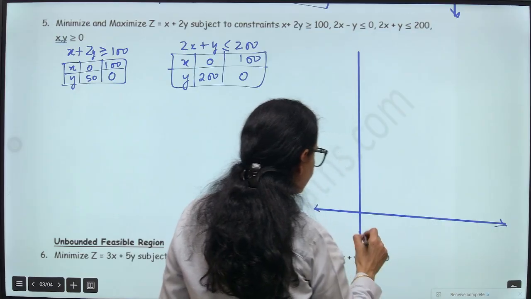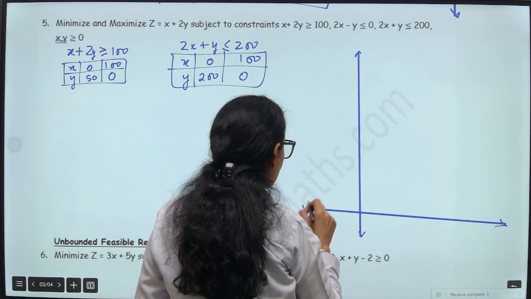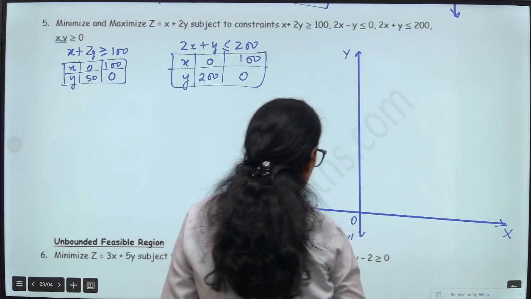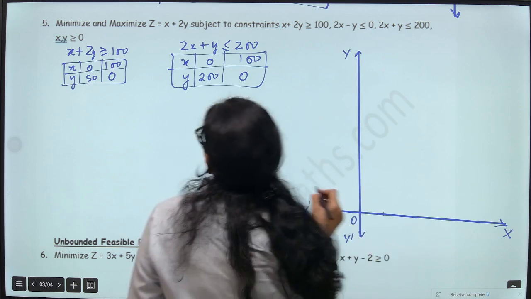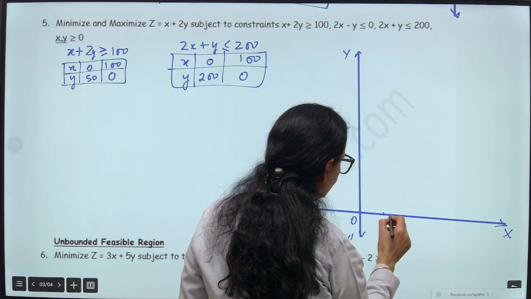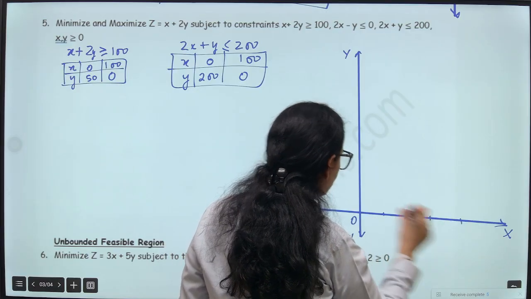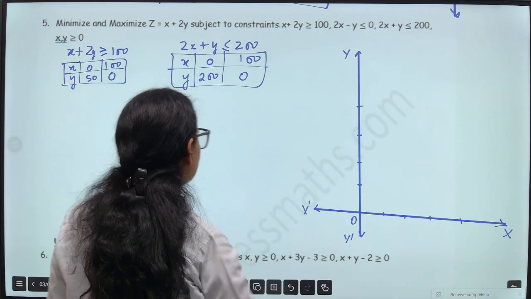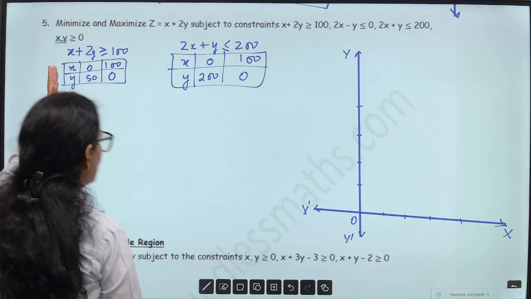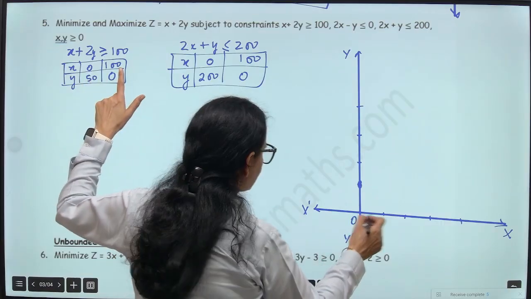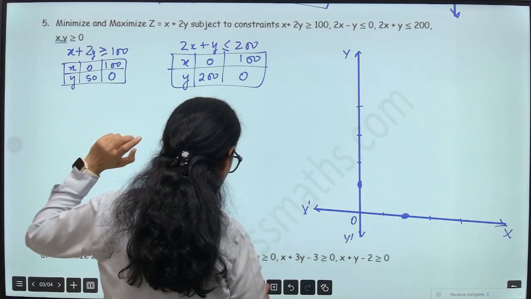Label both the axes, mark the arrows, don't make such silly mistakes, you will lose marks here. So label the graph properly first. Now we have the points 100, 200, 50 and 100. So I can take it as 50, 100, 150, 200, 50, 100, 150, 200. Use a proper scale as per the values that you have. So when x is 0, y is 50, this is one of the points. When x is 100, y is 0, so this is the other point.